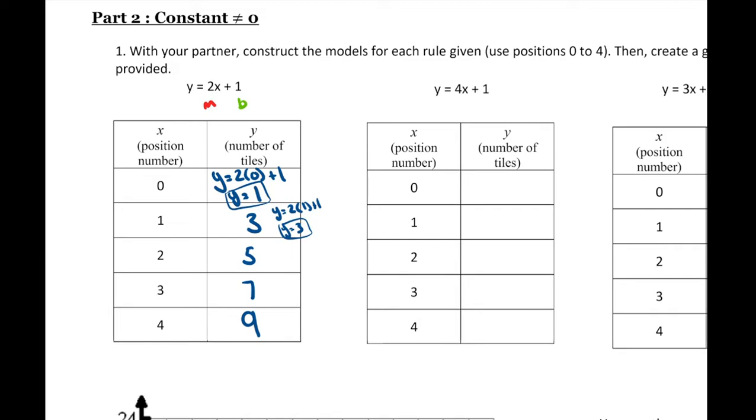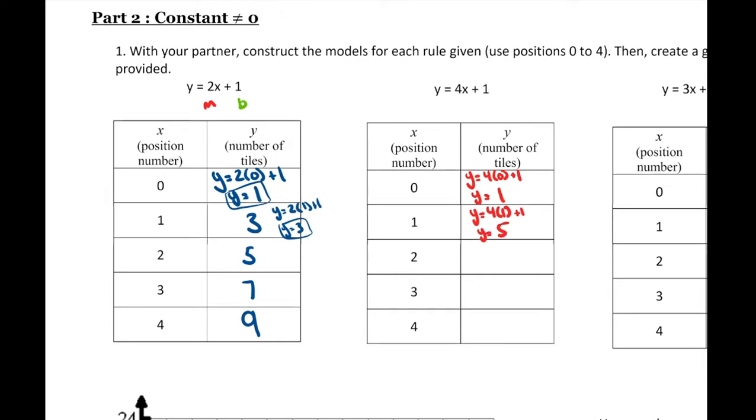Our second rule, again, go through the same thing. You can just plug into the equation, so 4 times 0 plus 1, we get y equals 1. Look at position number 1, we have y equals 4 times 1 now, plus 1, we get y equals 5.